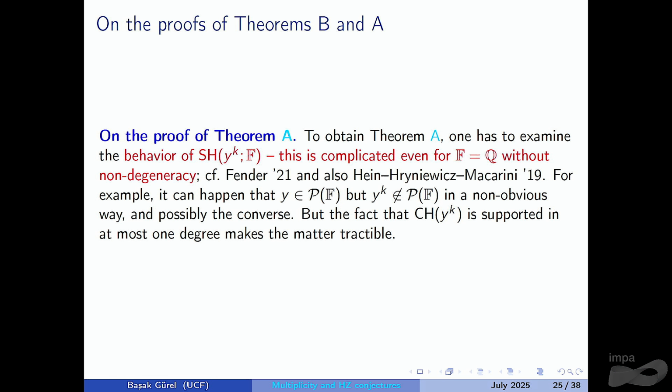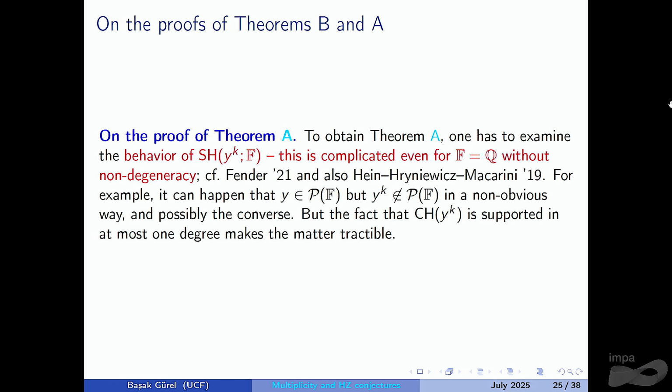To prove theorem A, again, that's a more complicated story. One really needs to go into the behavior of symplectic homology, equivariant or non-equivariant, and understand the behavior of these under iterations of these orbits, and this is complicated even for Q.